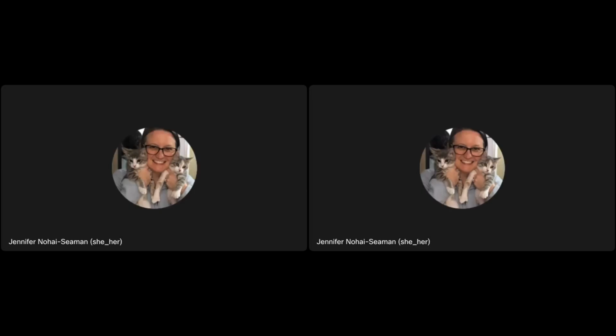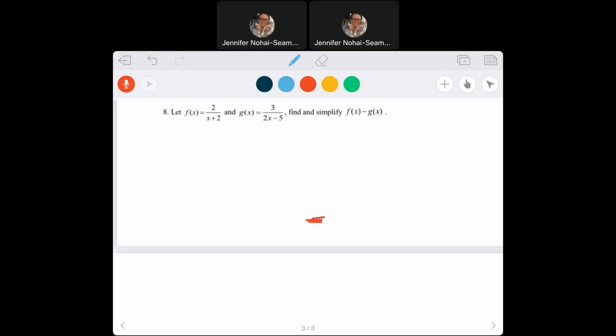All right, in problem number 8 from lesson 11 review for the final exam, it says let f of x equal 2 over x plus 2 and g of x equaling 3 over 2x minus 5. We want to find and simplify the subtraction between those two functions. So first thing I want to do is scratch out that page number so we don't get confused that 459 is involved in this problem at all.